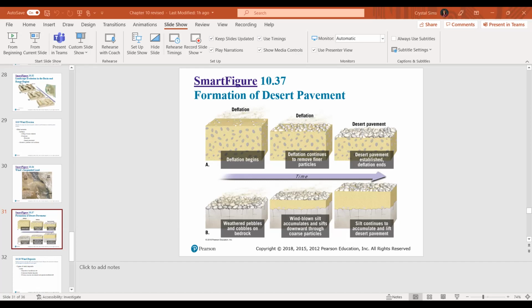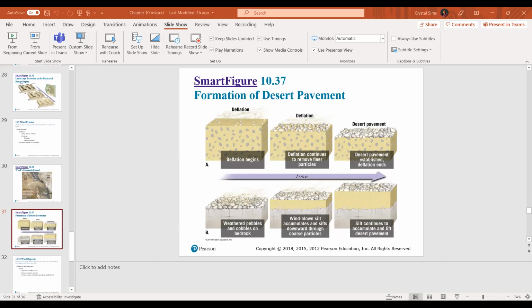One idea for how desert pavement forms relates to blowouts. Remember that blowouts are areas where the wind has scoured into sediment and removed a lot of it. Like here in this lower picture, that used to be the ground level, and then the wind has scoured away all this material down below it. So how does that relate to desert pavement?